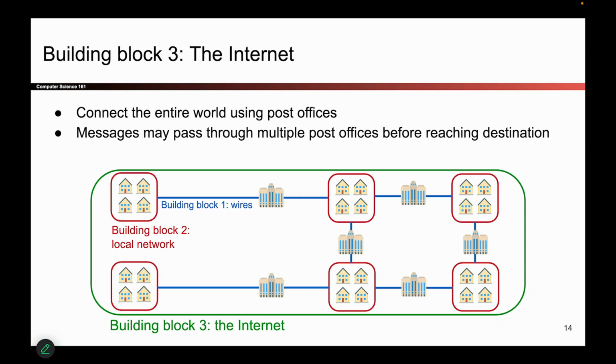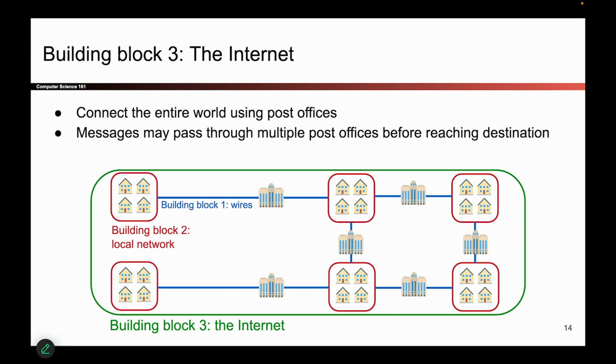So if you take all the ideas we have seen so far and you scale them all the way up, you use the second building block to connect up all the apartment complexes in the world, and then you install a bunch of post offices to connect up those apartment complexes, you'll eventually be able to connect up the entire world. You need a lot of post offices and a lot of wires to do it, but with enough effort, you can get the entire world connected, and this is how you build the internet.